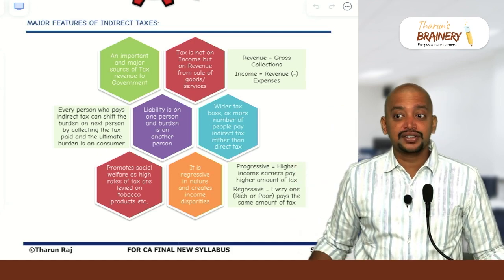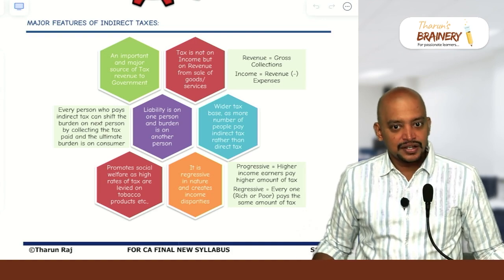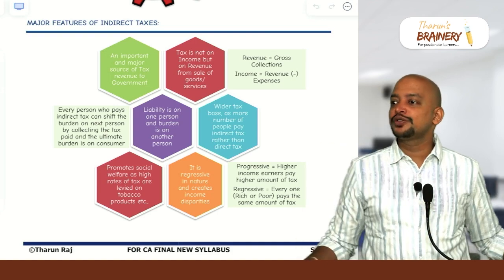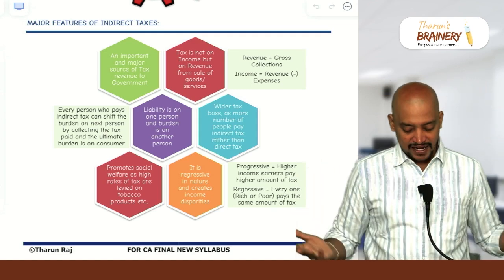But in indirect tax, majorly everyone is covered now, correct? Even small traders are covered, all small service providers. So it's a wider tax base.